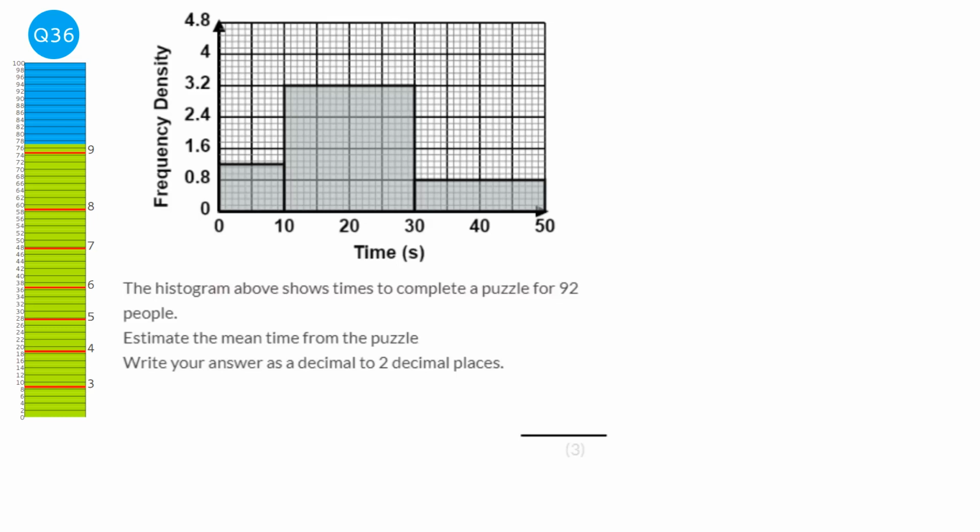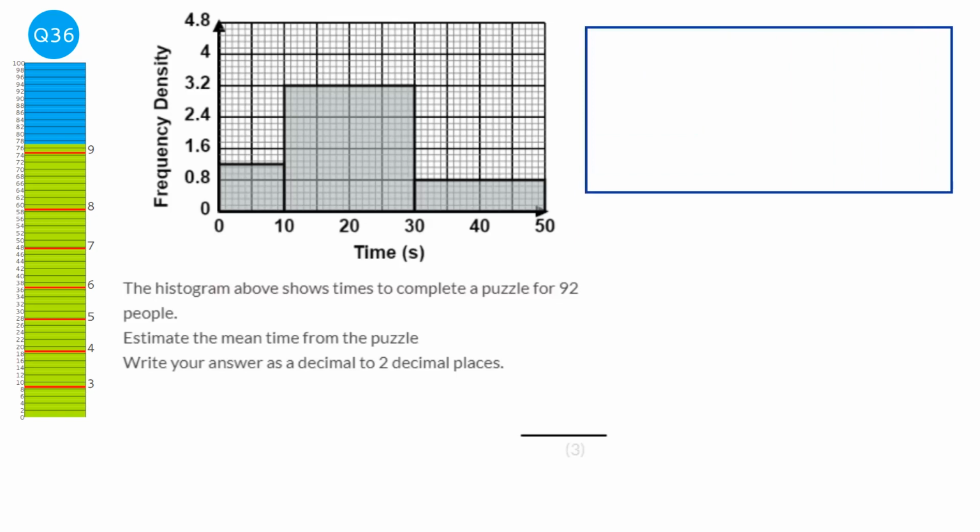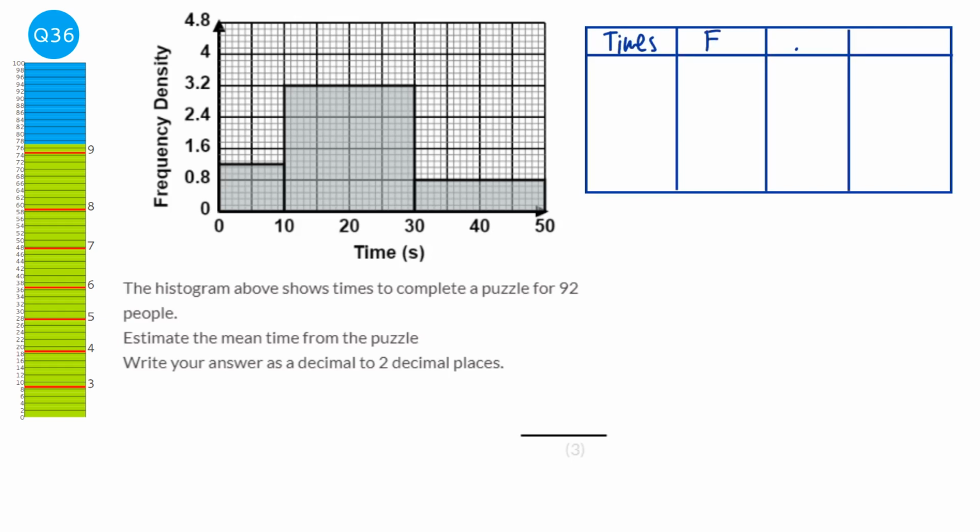We're going to start by creating a table of frequencies from this histogram. And so we are going to need our times, first of all, then our frequencies, and then we can add a midpoint and an fx column as well, which we'll need for later. So our times, then our frequencies, then our midpoints, then we'll do the fx later on. Right, so the first group is 0 to 10.